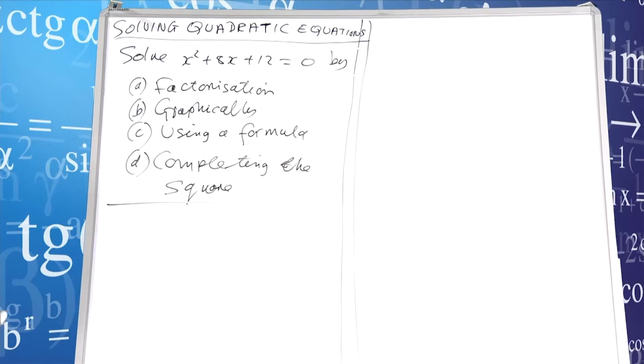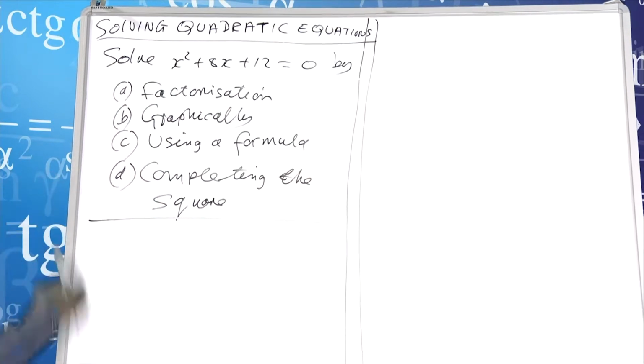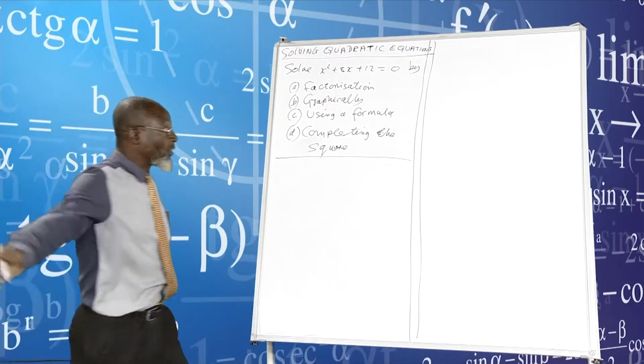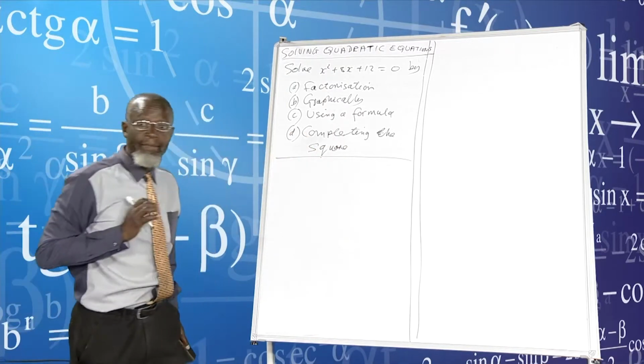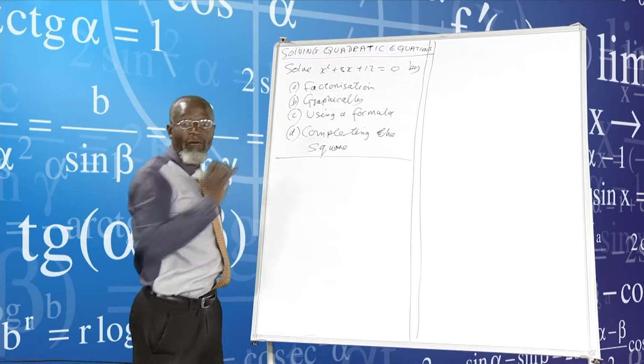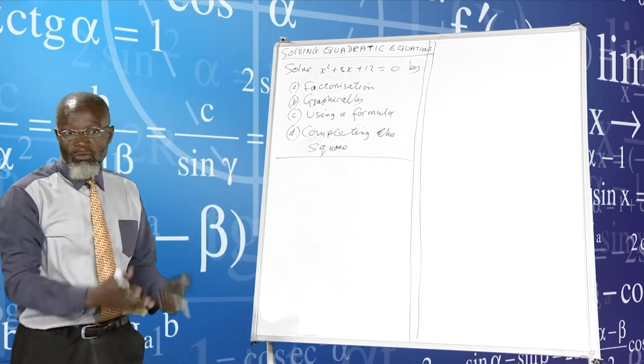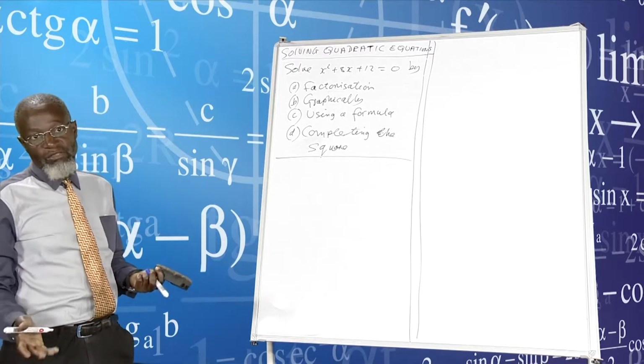You can go for a solve question, you can use any one, you are free to use any one. But you can solve by completing the square, or solve using a formula, or solve using graphical, or solve by factorization. So you have to know all those.